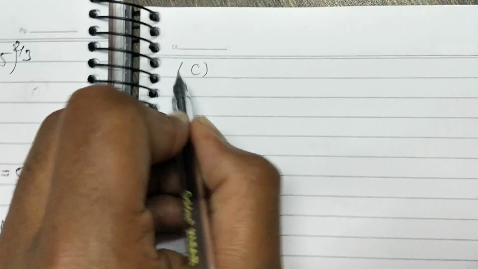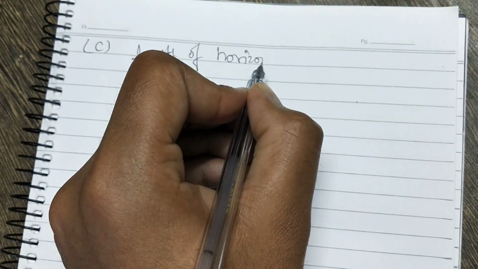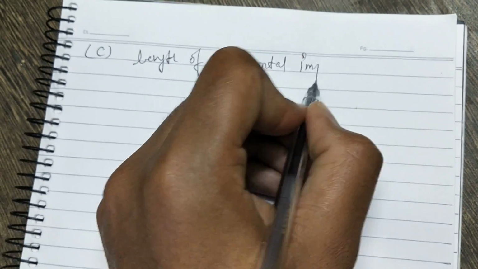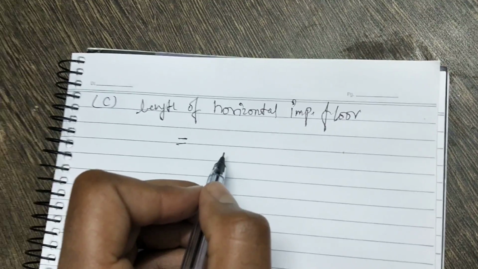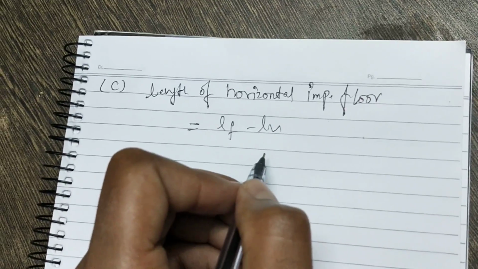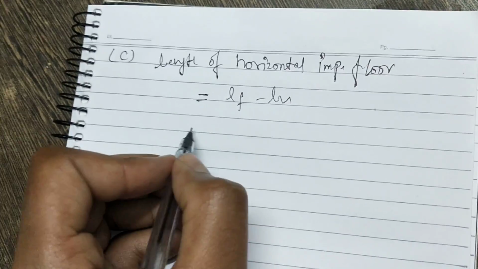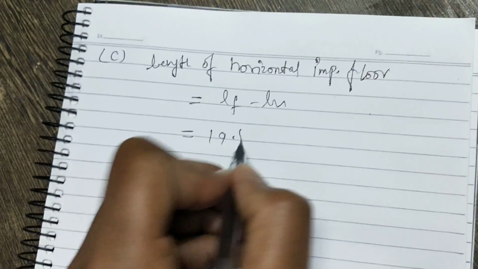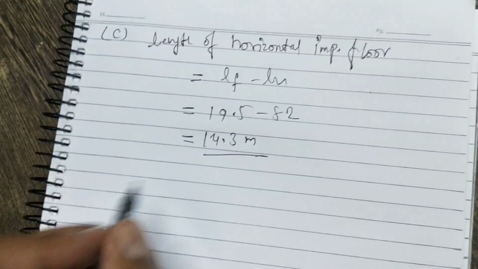Okay, now part C of this step, which is the length of horizontal impervious floor. Horizontal impervious floor will be the difference of the above two steps, that is LF minus LV. What is LF? LF was the length of impervious floor, and what is LV? It's the vertical length of creep. So by the difference of these two, 19.5 minus 5.2 will be 14.3 meter.